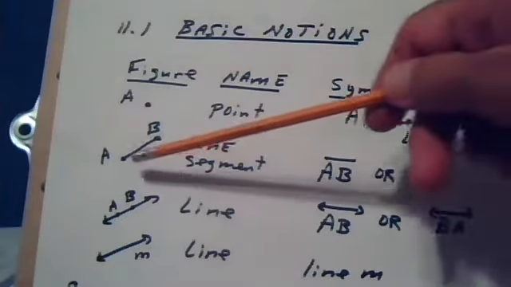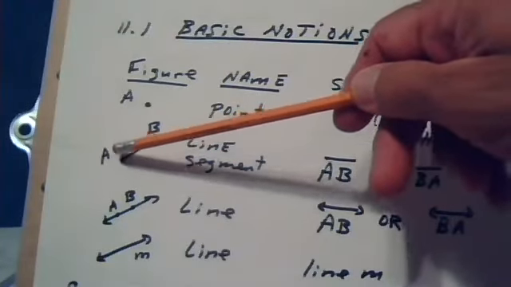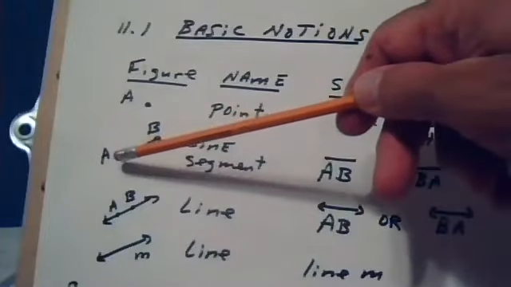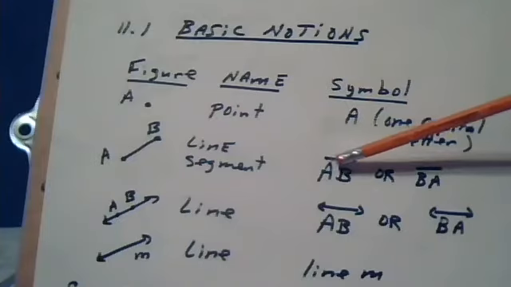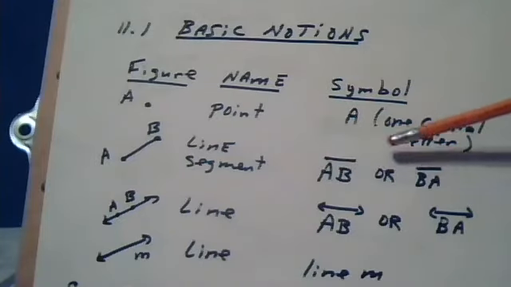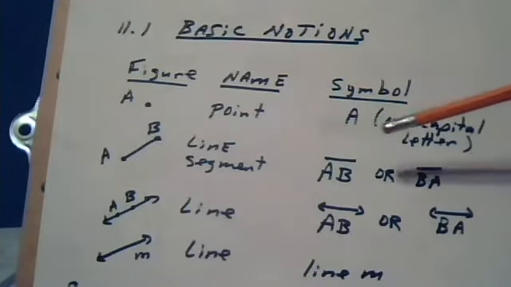Line segment, it's like a piece of a line. A line segment has endpoints. So it's line segment AB. Notice the symbol, you put a little bar, you draw a picture of what you're talking about. Notice the order of A and B does not matter. It could be line segment AB or line segment BA.